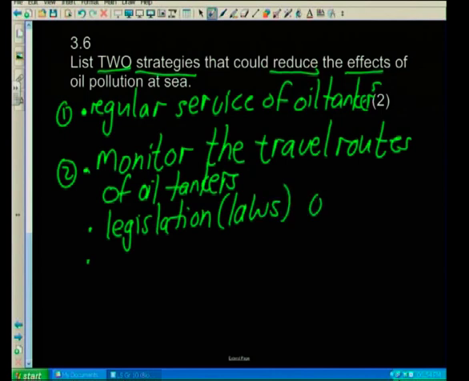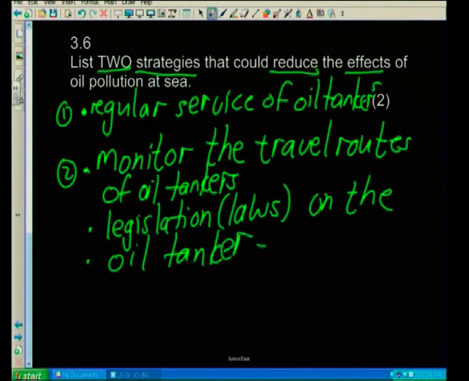Laws on what? On the oil tankers. In other words, on the movement of the oil tankers, let's say legislation on the oil tankers. For example, on the amount. All right, how many oil tankers? There should be laws about the oil tankers.